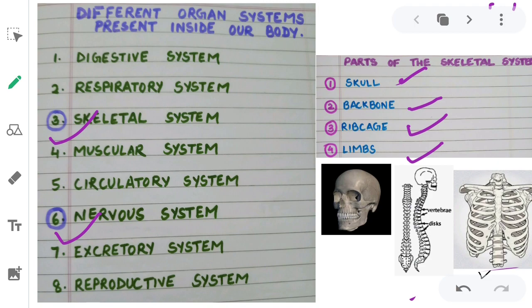But before we start, let's identify these 3 diagrams over here. Can you identify these diagrams? So the first one is the diagram of the skull. The second one is the diagram of the backbone, which is also called vertebral column. And the last diagram belongs to the rib cage. So now we'll move ahead with the limbs.